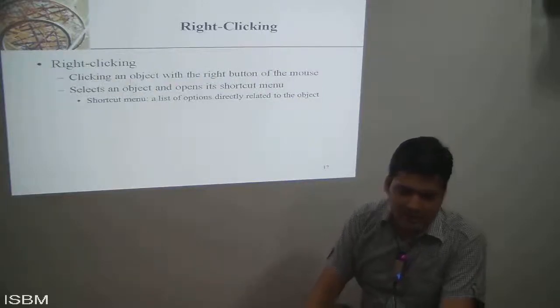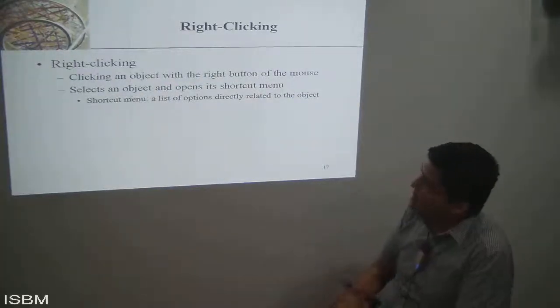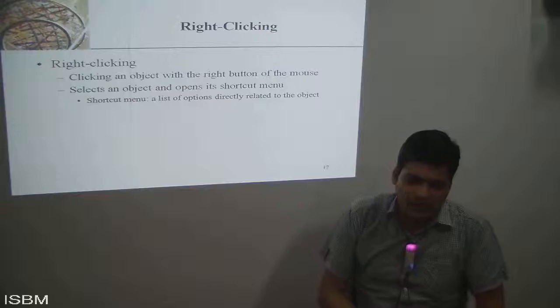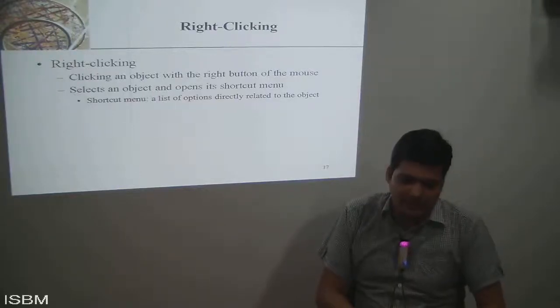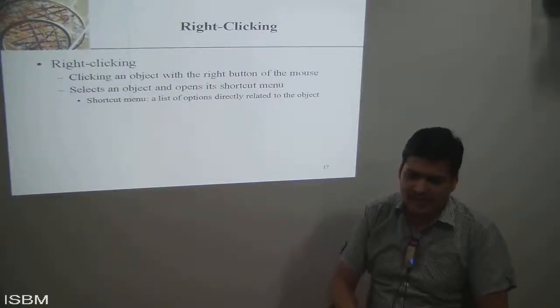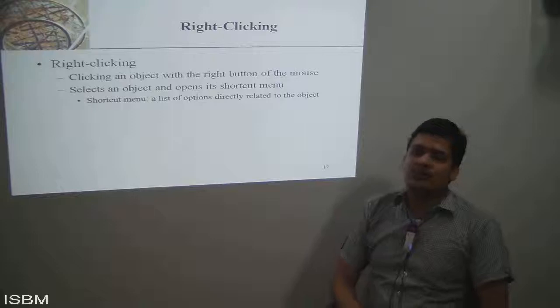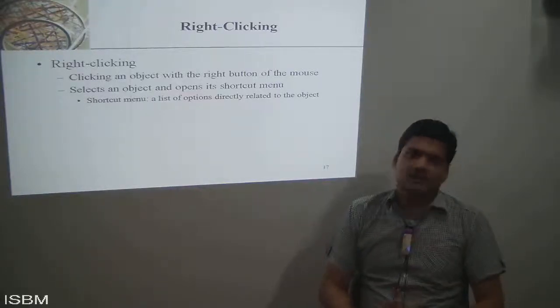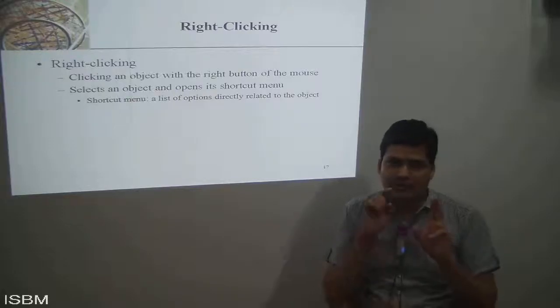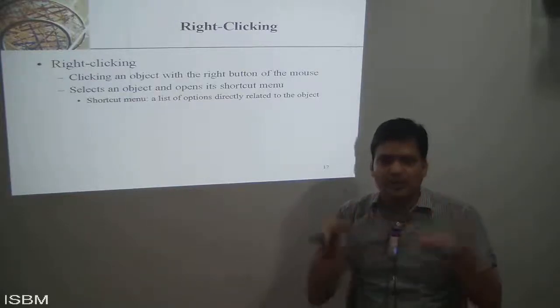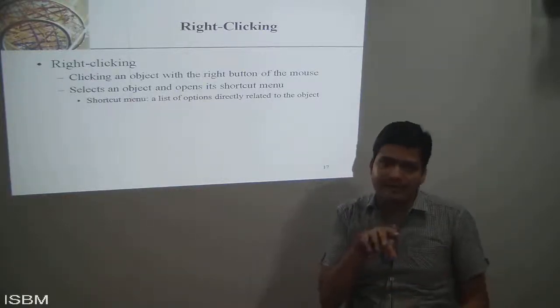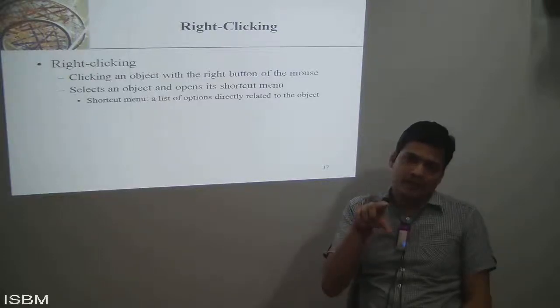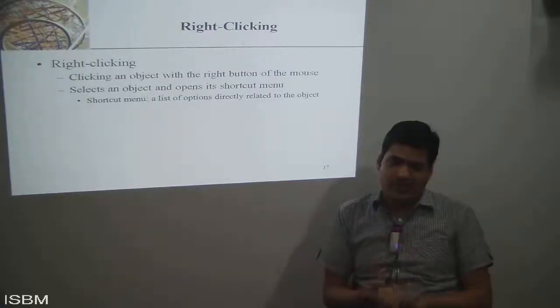Then again comes the right clicking. What is the right click? Clicking on an object with the right button of the mouse selects the object and opens its shortcut menu. The shortcut menu is a list of options directly related to the object. See, there are two options to open anything in your system. Any object you want, either you can double click on it so it will open, or you can right click and there is an option for open. You can open with the help of that.